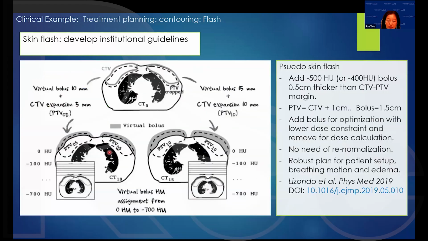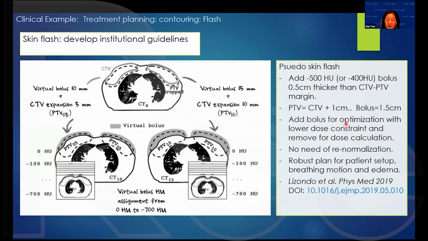Another way to do it is this study, Lizondo. Instead of extending the body, they actually generate a virtual bolus. And how do they generate the virtual bolus? PTV becomes CTV plus 1 cm, then they add a bolus of 1.5 cm. The bolus can be -500 HU or -100 HU, you just decide. I think either way should be fine. It should not make so much difference.